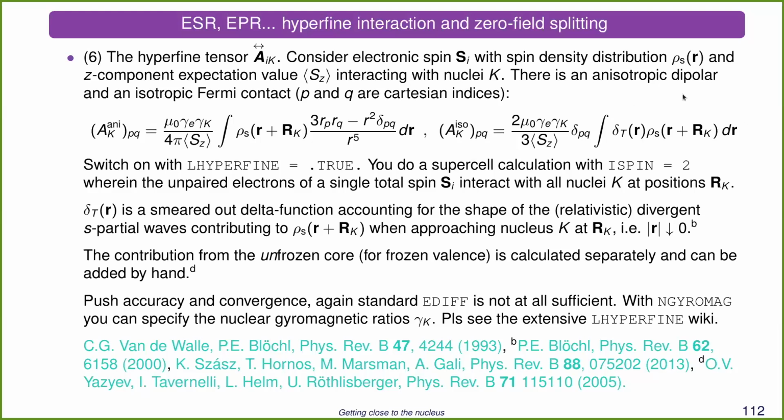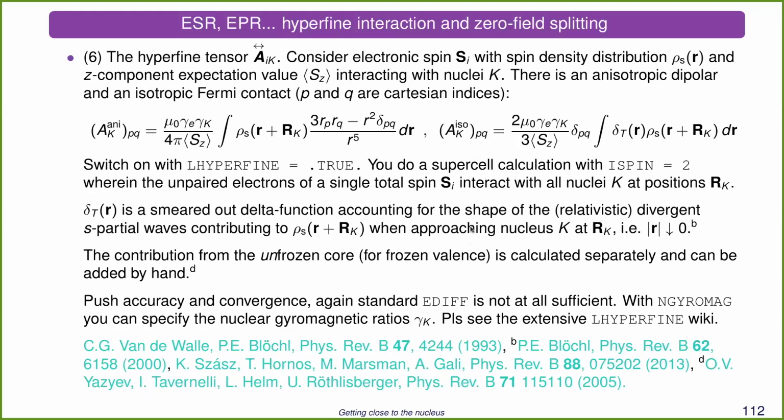And there is a Fermi contact interaction where there is this delta function here. But this delta function is not a normal delta function, it's a kind of smeared out delta function, which takes care of the proper shape of this density when you approach the nucleus. When you approach the nucleus, this density will diverge in the S channel. Also in the P and D channel, but in the S channel, it's much bigger. And that is somehow effectively accounted for in this whole term over here. That is this reference B over here. In this Blügel paper, you can read how this actually has to be done.